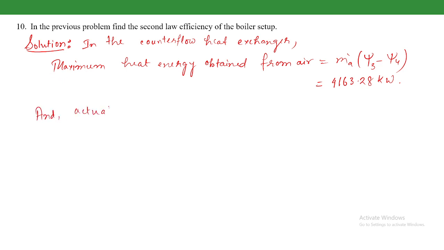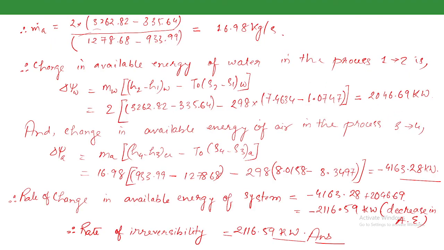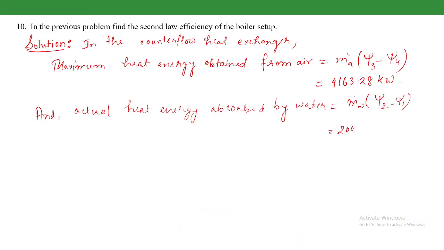actual heat energy absorbed by water is mass of water times psi 2 minus psi 1, and this is essentially the increase in available energy of water, that is 2046.69 kilowatt. Therefore, for the second law efficiency, this is the maximum energy that can be obtained. Okay, so air is the source of energy, and this is the maximum energy that can be obtained from air, and this is the actual energy that is absorbed by water.